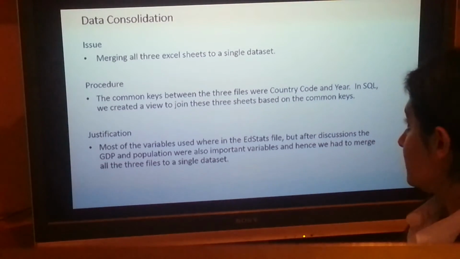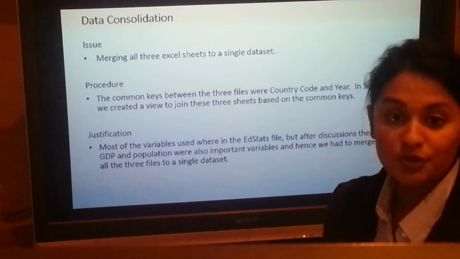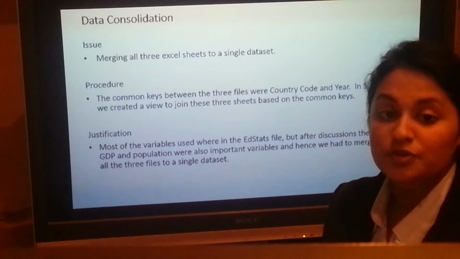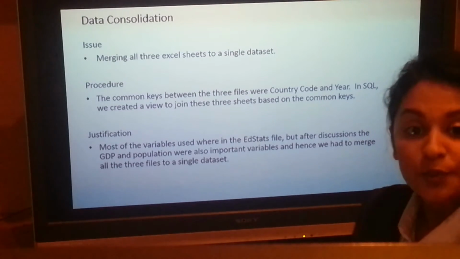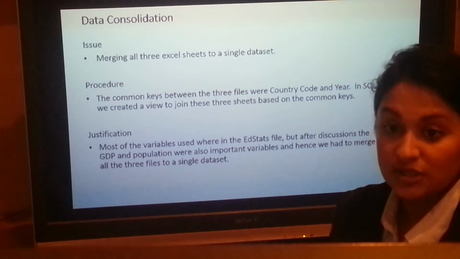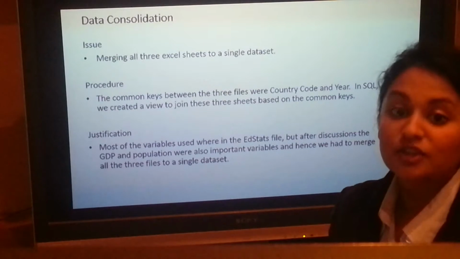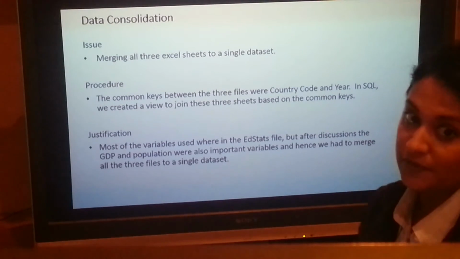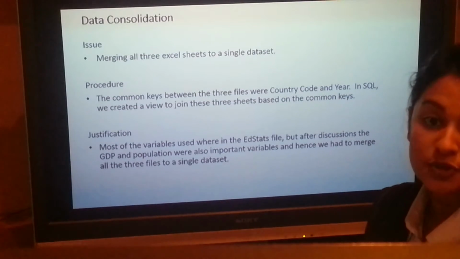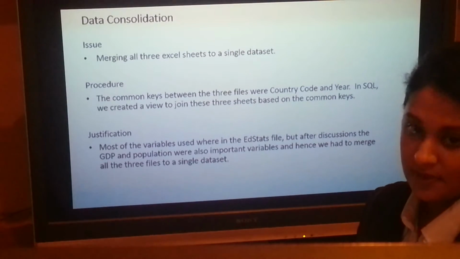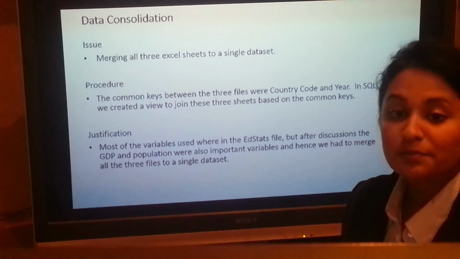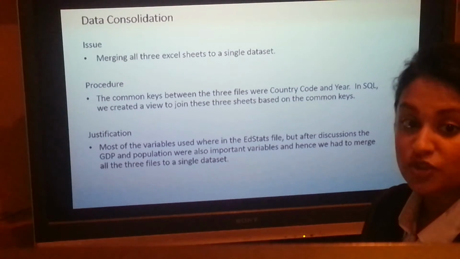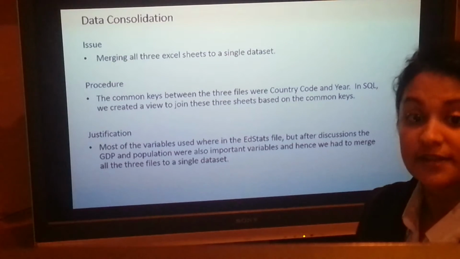The data consolidation step. The issue was merging all 3 Excel sheets into a single data set. The procedure used in SQL: we created a view to join the 3 sheets based on the common keys. The common keys used were the country code and year. Justification: most of the variables used were from the EdStats file, but after discussions, GDP and population were also important variables, and hence we had to merge all the 3 files into a single data set.